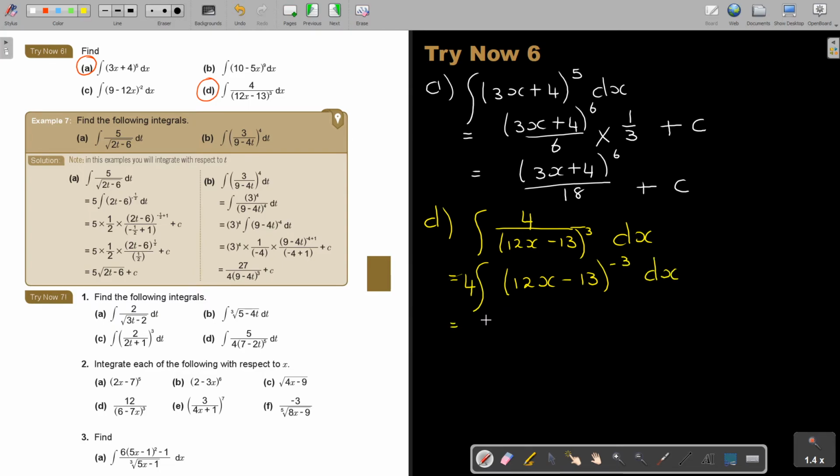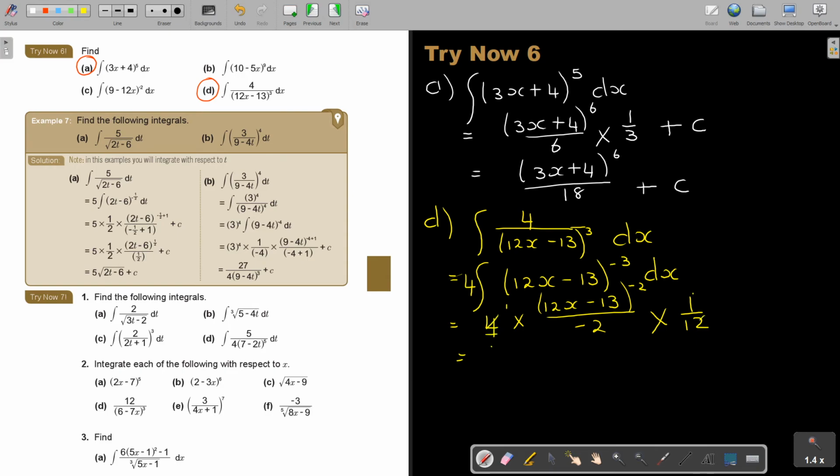The 4 still stays there, and I multiply. Now it's (12x minus 13), and -3 plus 1 is -2, and I divide by that -2. And I multiply by the value in front of x. It's actually the reciprocal, so it's 1 over 12. Always 1 over, because in the chain rule it was multiplied. So now it's divide by 12. And now I'm going to simplify all those things.